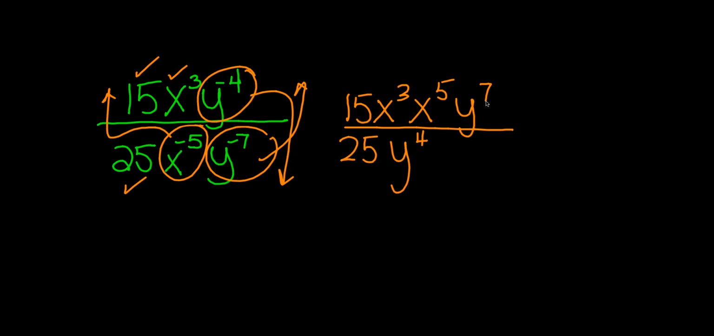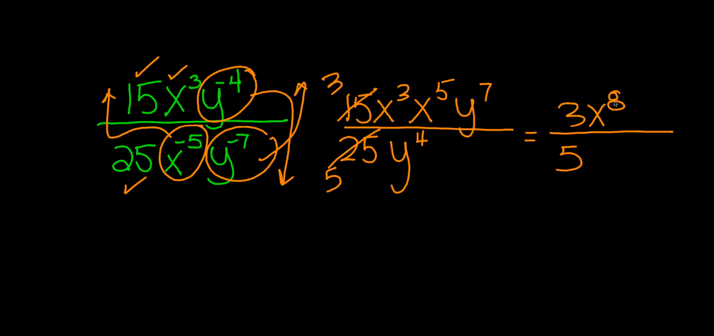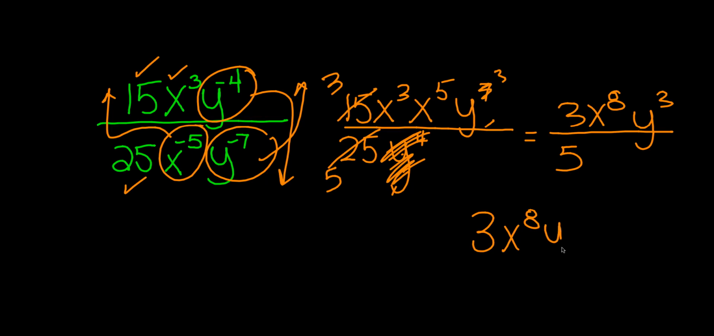So I've got 15 over 25. Well, those are both divisible by 5. That's going to give me 3 over 5. I've got 3 x's and 5 more x's on top. That's a total of 8 x's up top. And then this y to the seventh here and this y to the fourth, I'm going to cancel out 4 of them. There will be 3 left, and those 3 are all going to be up top. So my final answer will be 3x to the 8th y to the 3rd over 5. Awesome.